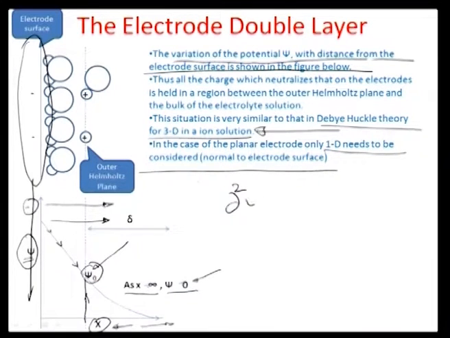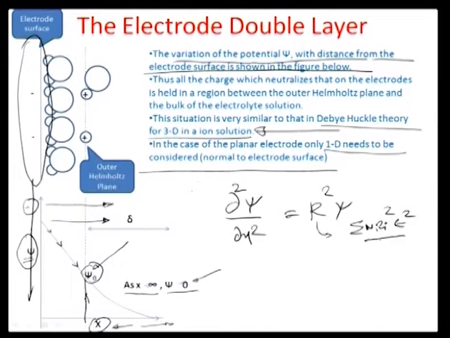We can just write d2 xi by dx2 is equal to k squared times xi, as you already know from the earlier equation. This k squared is basically the function which comes in terms of sigma ni zi squared, epsilon by kT, and so on and so forth. So, that is what the k squared term is here.